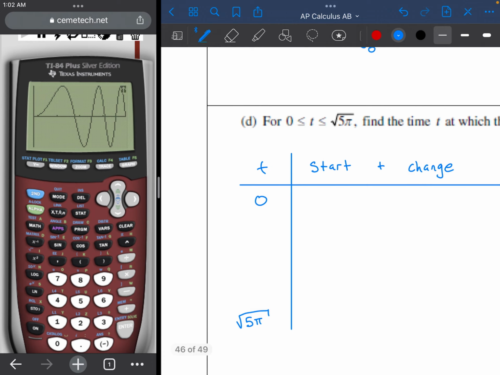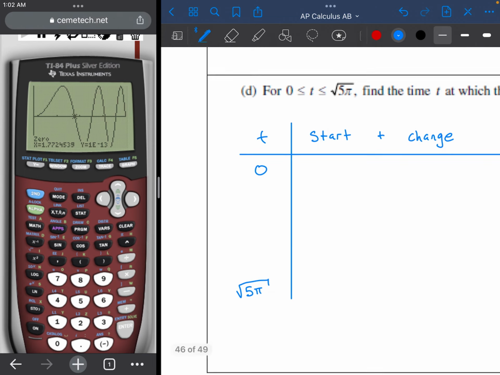So I'm going to do a second trace to do a zero. So 2, left boundary 1, right boundary 2. I'm going to guess 1.7-ish. I get 1.772. 1.772. The very next value, if I go to trace here and go to this next value, I think that's how I'll annotate it, right?